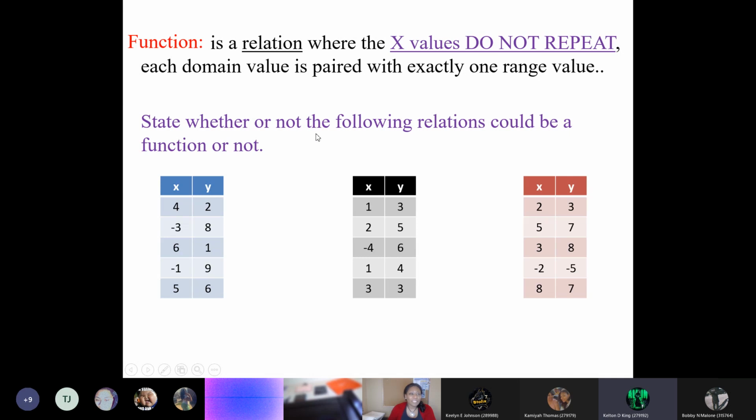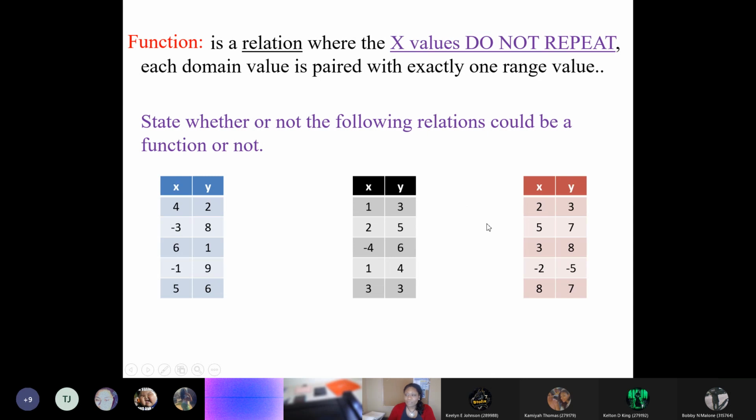There you go. The definition that Keelan read said a function is a relation or set of ordered pairs where the x values do not repeat. You said that they repeated. I asked you which one repeated. You could not tell me. We went to Kelton, who told me that the 1 repeats in the x column. That means it is not a function. That's what I was looking for.